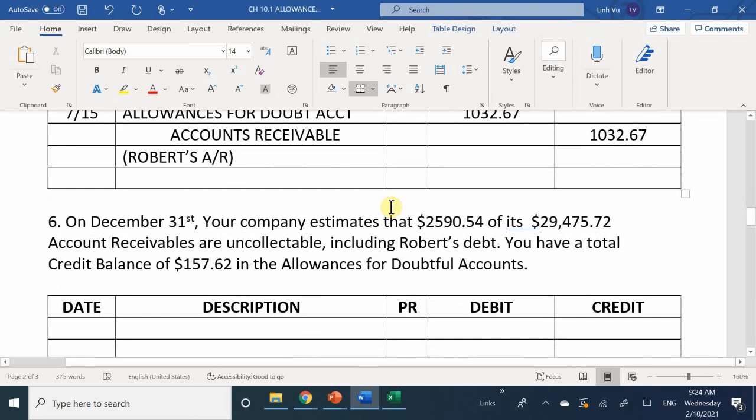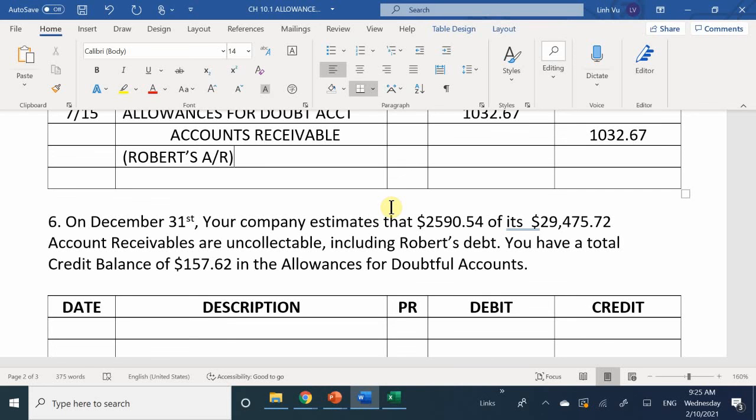Okay. Now, it's December 31st, okay? And your company makes an estimate that $2,590.54 of its $29,475.72 accounts receivable are uncollectible, okay? Including Robert's debt. And you have a total credit balance of $157.62 in the allowance for doubtful accounts, okay?